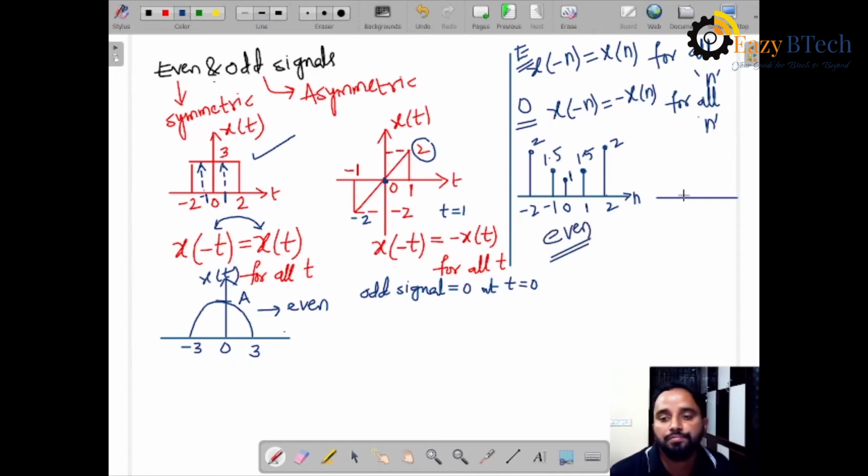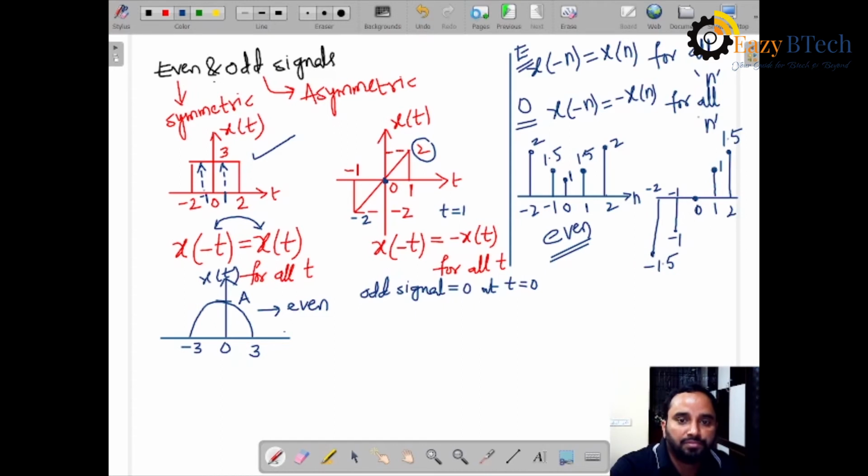Now the odd signal. The amplitude must be opposite. At n equal to 0, the signal is 0. At n equal to 1, if you take 1, at n equal to minus 1, the amplitude is reversed, minus 1. At n equal to 2, we are taking signal 1.5. At n equal to minus 2, it must be minus 1.5, opposite. These are even and odd signals.